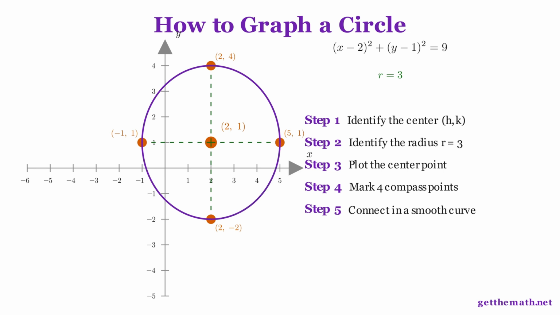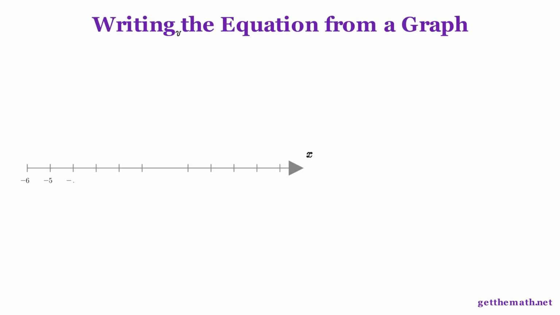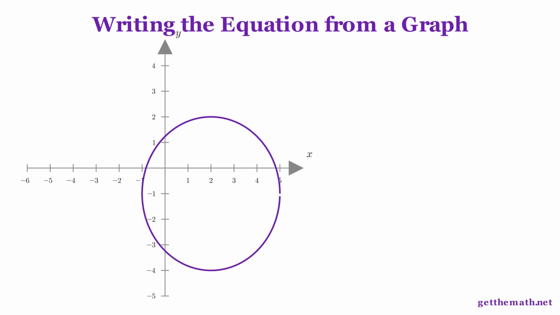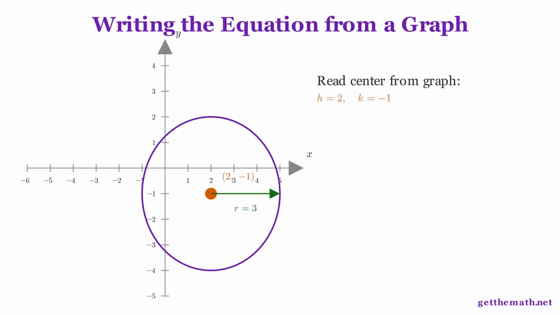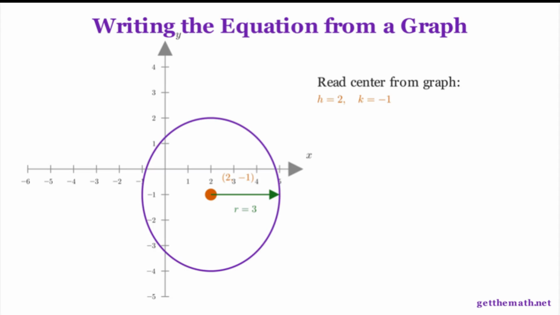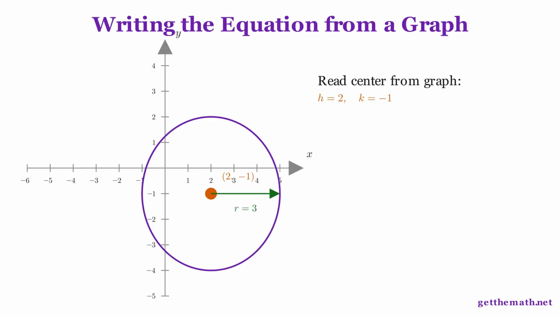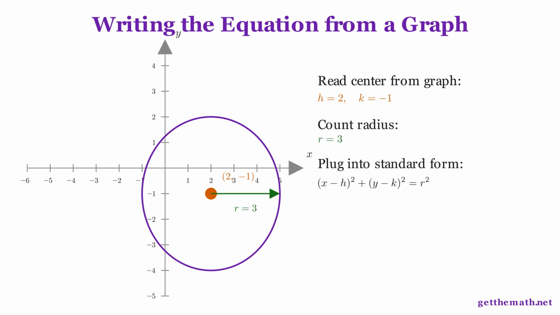That's your circle. Writing the equation from a graph. If someone gives you a graph and asks you to write the equation, here's what to do. Read the center coordinates directly from the graph. That gives you h and k. Then count the distance from the center to the edge. That's your radius r. Plug both into standard form and square the radius.